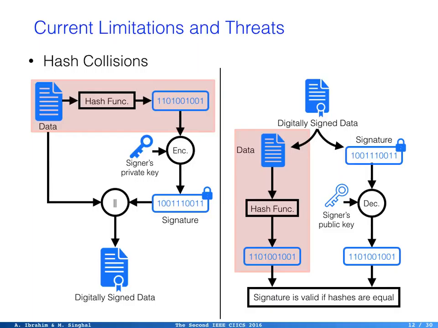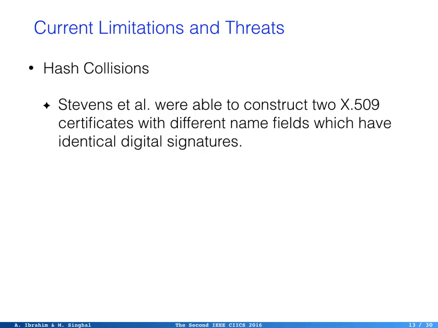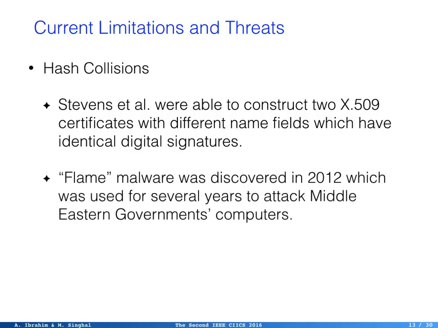This affects the way digital signatures are created, since hash functions map arbitrary size messages to a fixed size message digest. Attackers can find messages which yield the same hash value to replace original messages, shown in the red boxes on the screen, while keeping the signature valid. In 2007, Stevens and others were able to construct two digital certificates with different name fields, but they have identical digital signatures.